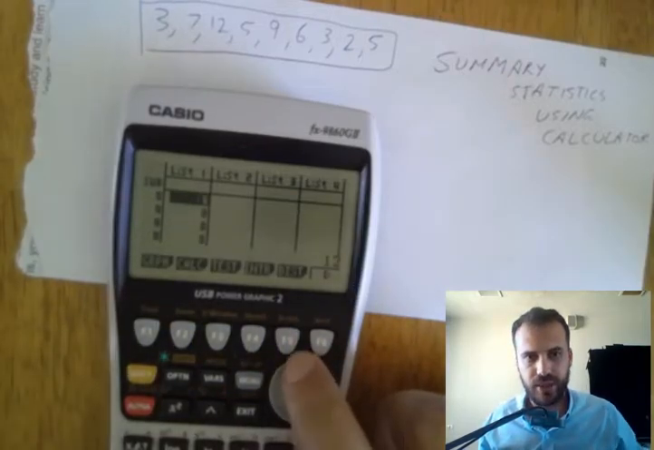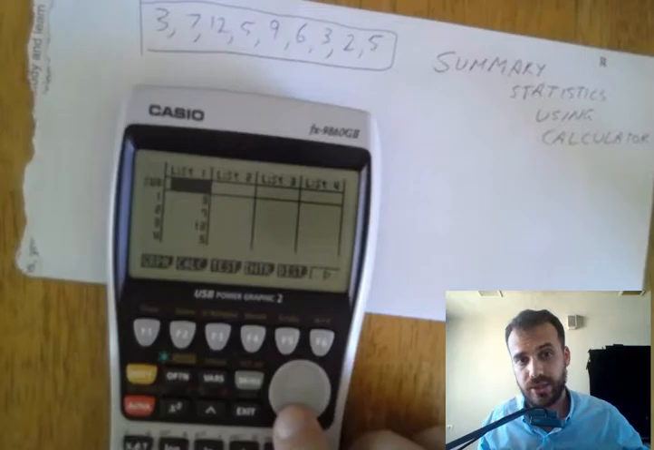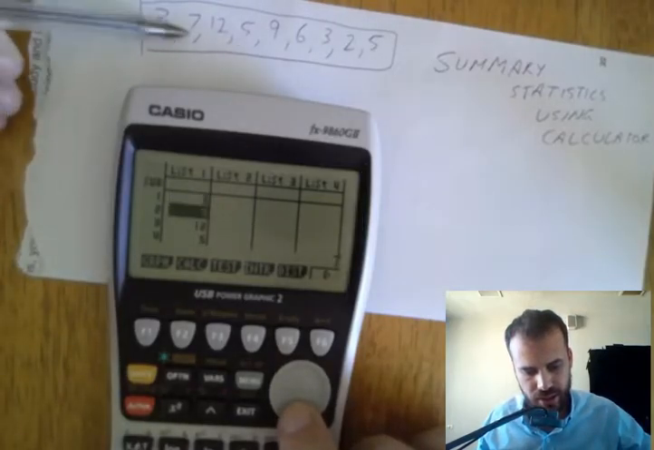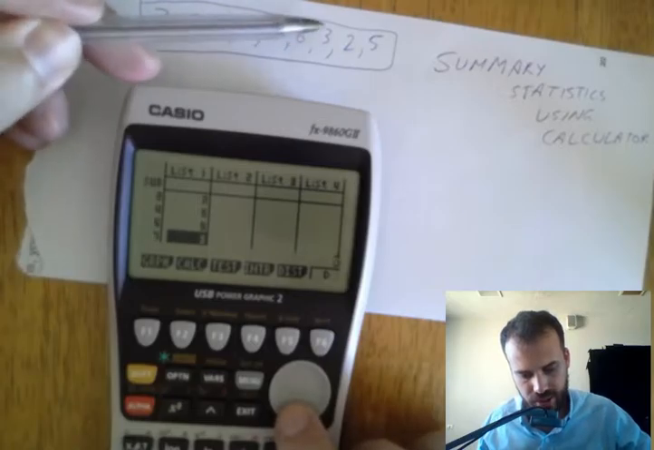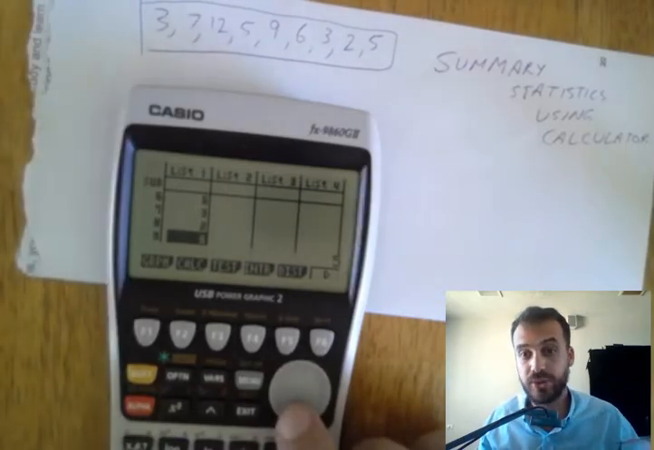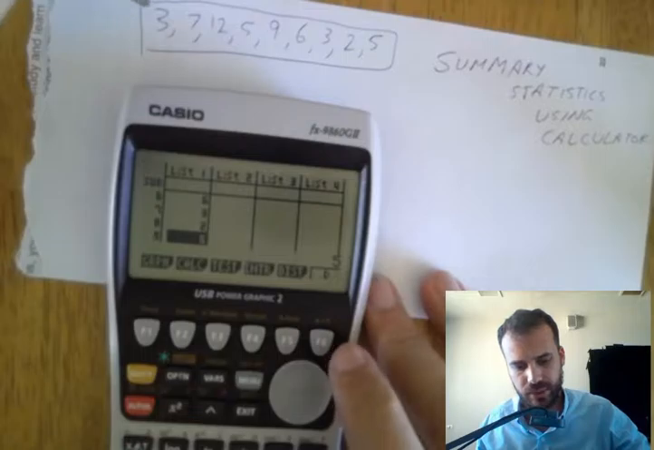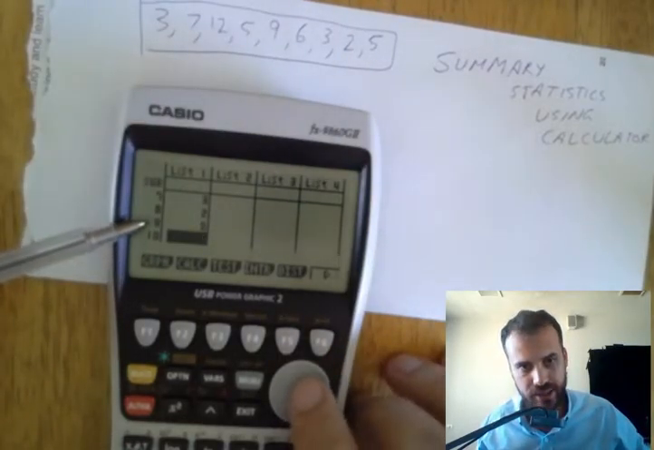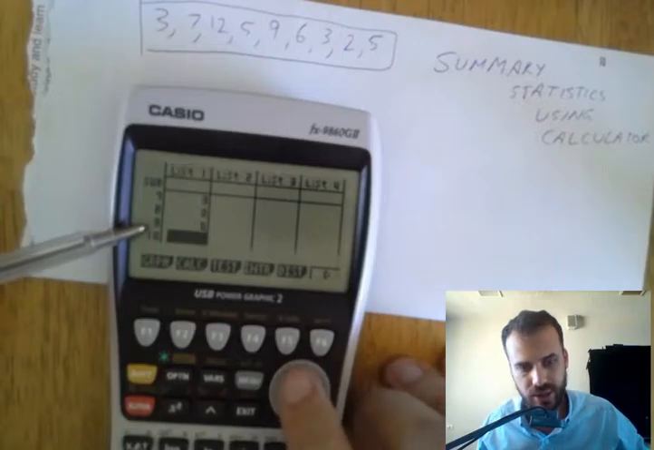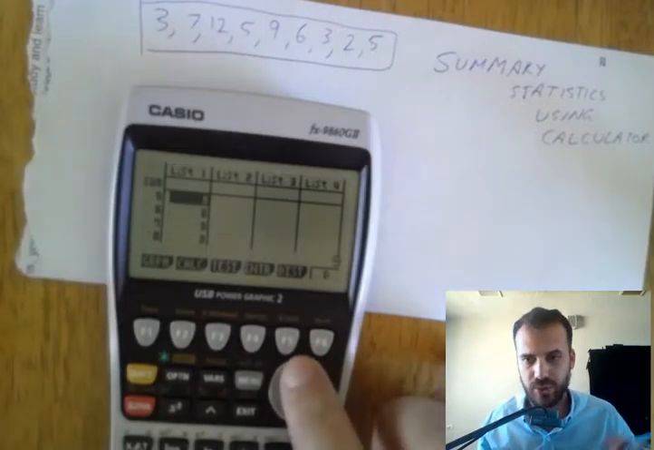Now just be careful here, because if you make a mistake, then everything's going to be wrong. So 3, 7, 12, 5, 9, 6, 3, 2, 5. I'm also going to double check by counting all these numbers: 1, 2, 3, 4, 5, 6, 7, 8, 9, and then seeing that my last number on the list is 9. You can see there's no number 10 here, so I'm sorted.